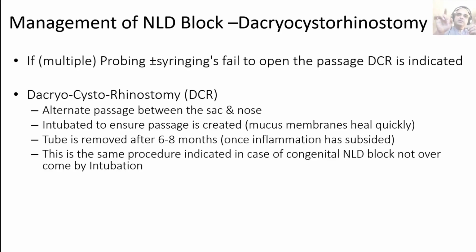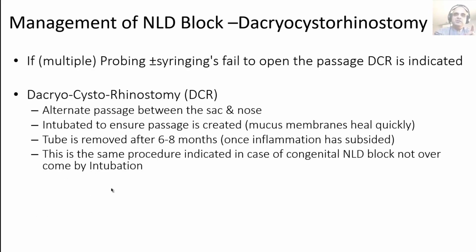The difference between intubation and this is that intubation, remember, was passage of tubes in the nasolacrimal system, from the canaliculi all the way to the sac, into the nasolacrimal duct and out of the nose. Here, this tube is passed into a new passage. We are going to create a new passage between the lacrimal sac and the nose and pass the tube into that, completely bypassing the rest of the nasolacrimal system. The tube is again removed after 6 to 8 months so that whatever inflammation has to take place, it takes place around these tubes, so a new passage is created.